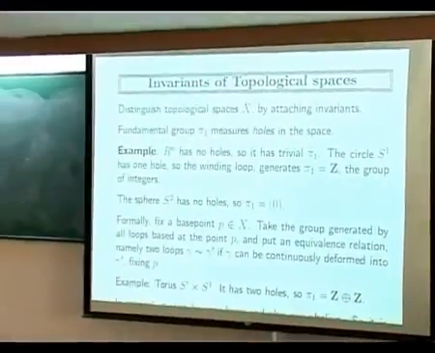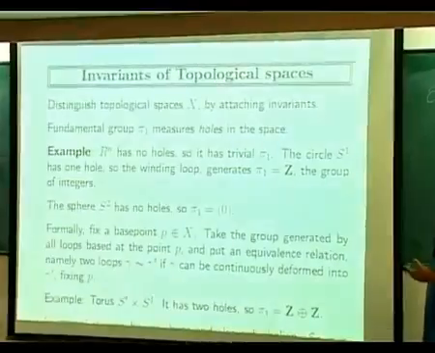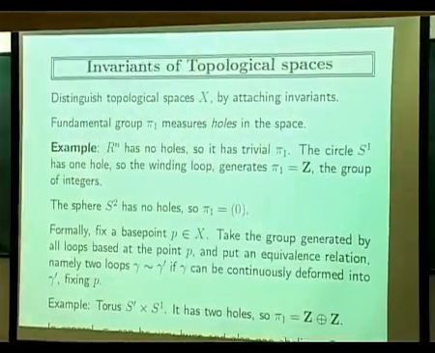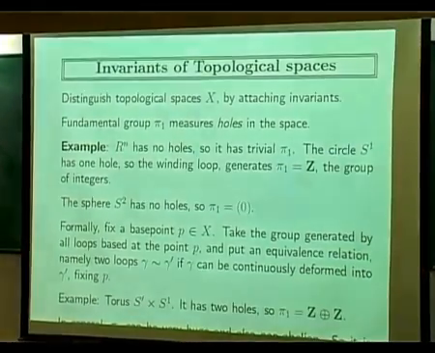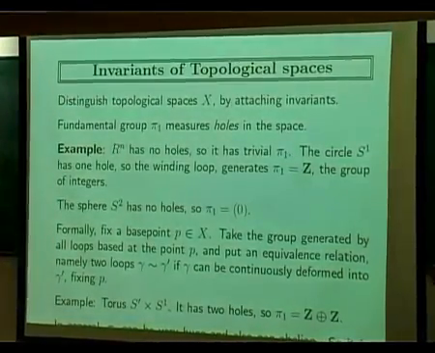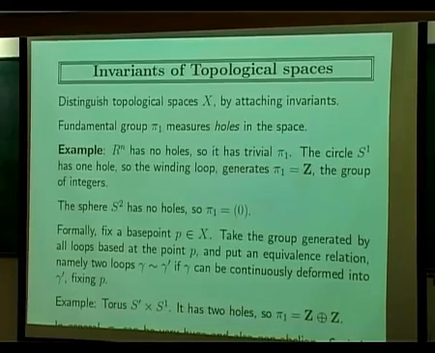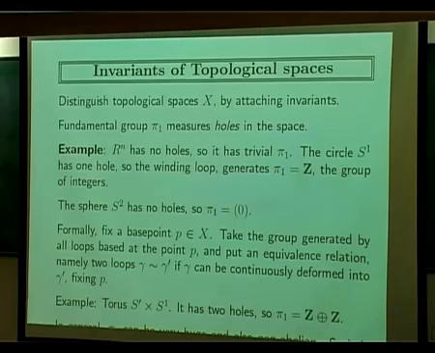And now if you look at a sphere, this is the empty sphere, not the filled sphere. Again it has no holes, so we say that the fundamental group is trivial. Formally, we want to say what it means for something to be a hole or not. You start with any topological space, you fix a base point, and you look at the group generated by all loops based at the point P.